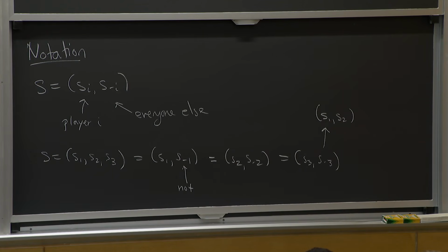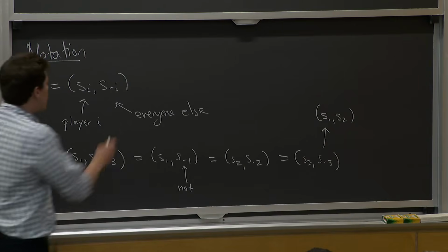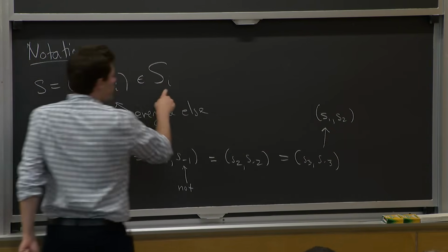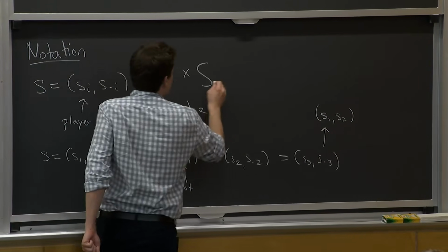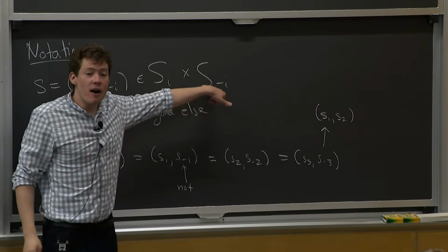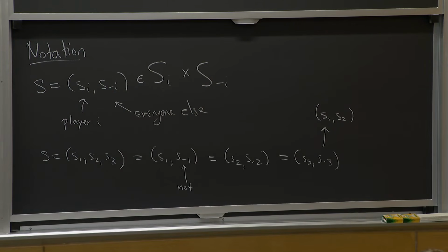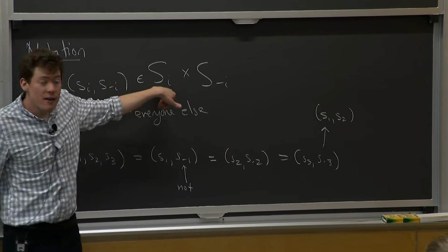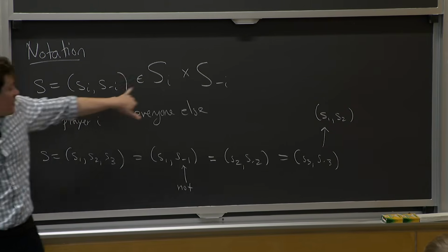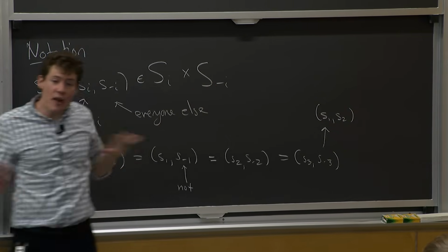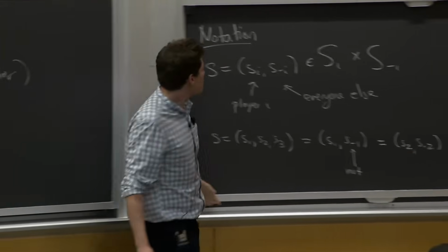And then we need some notation for where these things live. We've already introduced Si, but now we're going to use S-I to be the set of, you might call them partial strategy profiles. These are the set of profiles specifying a strategy for every player except player I. So Si lives in Si, and S-I, or not I, lives in S-I. So that notation will be useful below. OK.